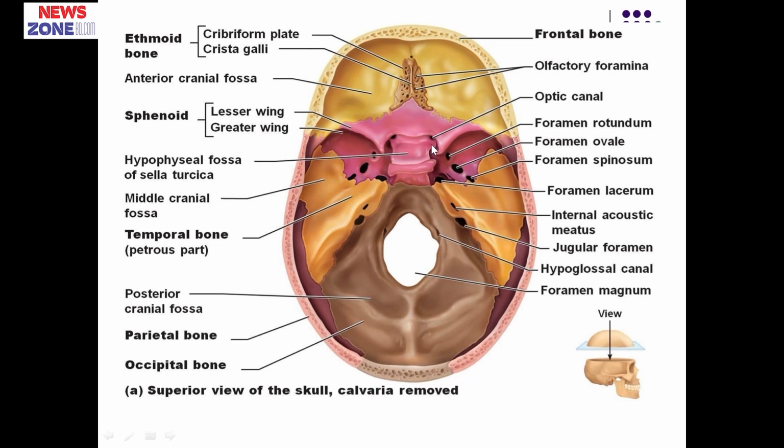In this figure, we can see this is optic canal, this is superior orbital fissure, this is foramen rotundum, this is foramen ovale, foramen spinosum, foramen lacerum, and here is carotid canal.